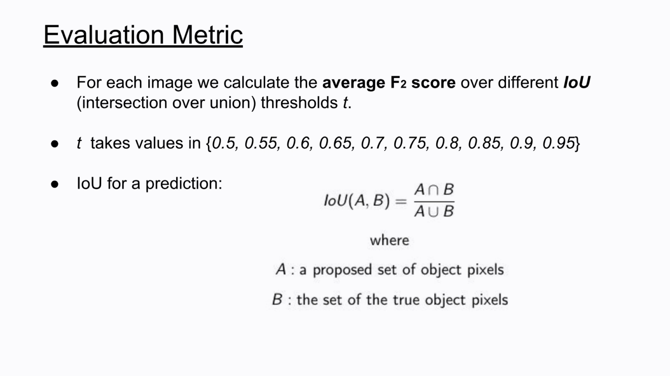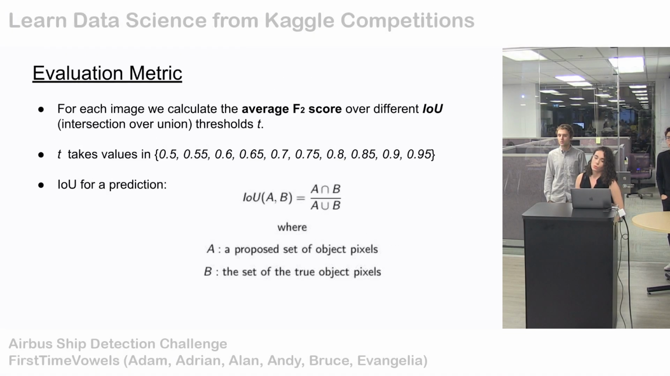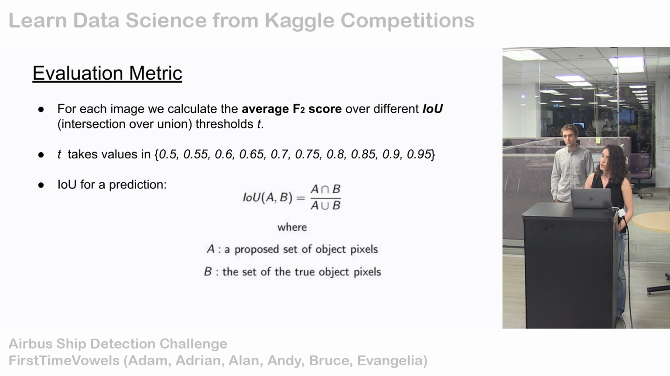Intersection over union is basically the ratio of intersection over union. In the formula that I have over there, A is whatever we predict, the set of pixels that we predict, and B is an actual ship that exists there. So we run the F2 score over different thresholds, and the thresholds go from 0.5 to 0.95, increasing by 0.05 every time. So we have just 10 different values of the threshold.